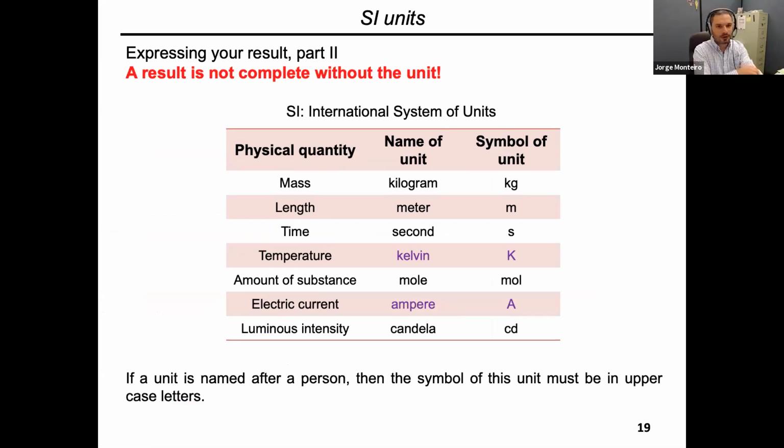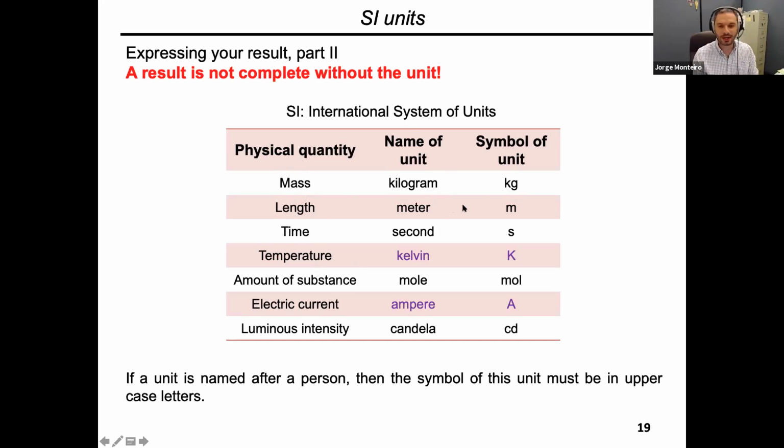units. A result is not complete without the unit. Here we are going to use the International System of Units, or SI system. For each physical quantity, we have a name for the unit and a symbol for the unit. For example, mass in the international system is kilogram and the symbol is kg.